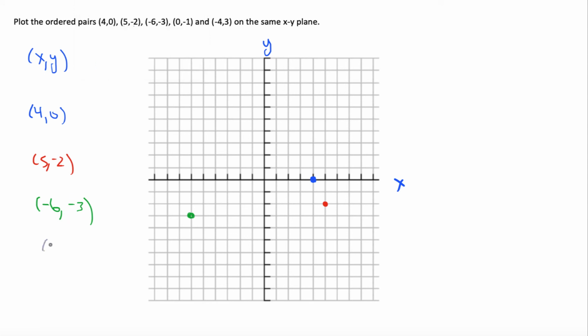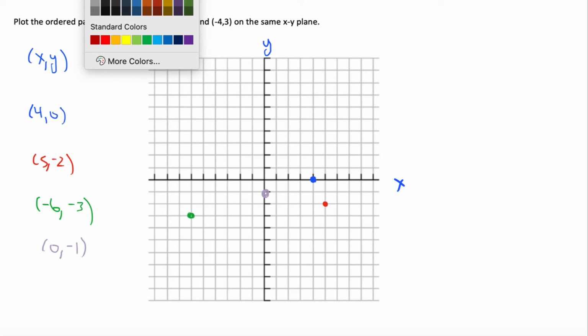We've got 2 more here. (0, -1). Here the x value is 0. What does that mean? If the x value is 0, that means we don't need to move left or right. We're going to stay on this line. And we would go down 1 unit because the y value is negative. So that would be the point there, (0, -1).